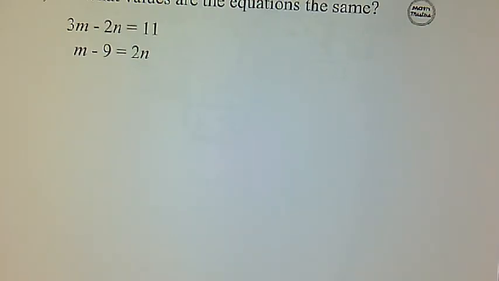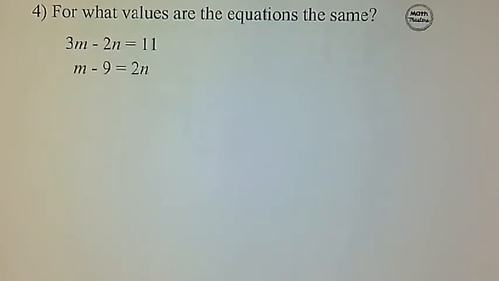All right, question number 4. So far, all of our answers have been, the first equation is the one we're solving for first. This one, I notice my coefficient of 1 is in the second one. So I'm going to solve that. I'll just do it underneath. Okay, I'm going to solve this for m. So I'm going to add 9 to both sides. So I get m equals 2n plus 9.